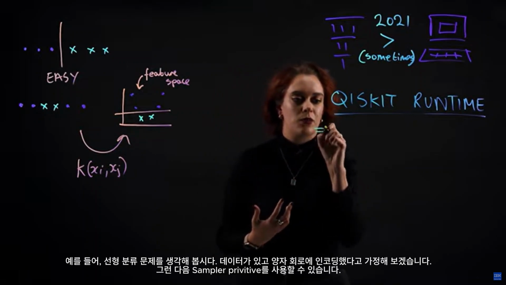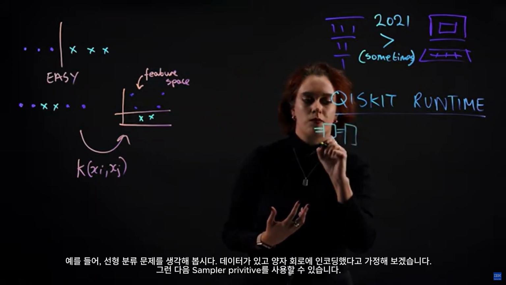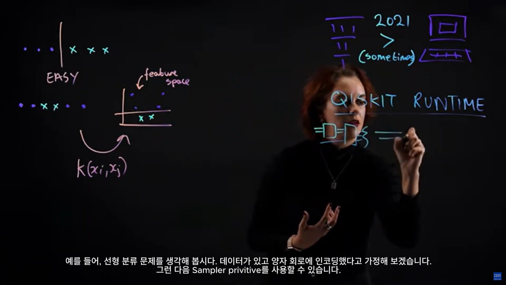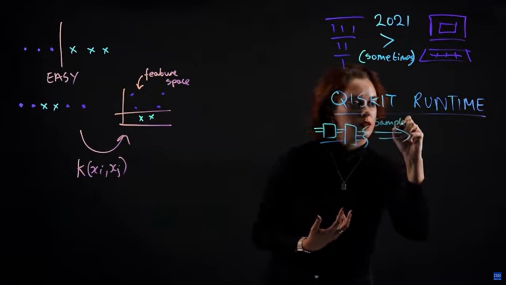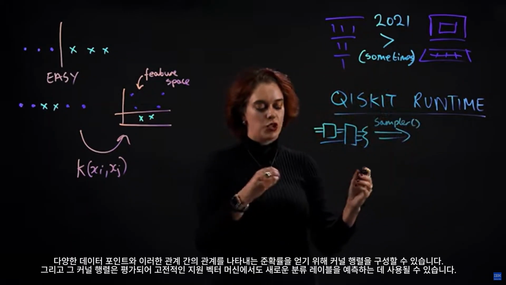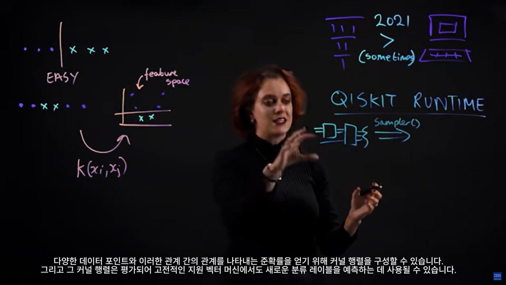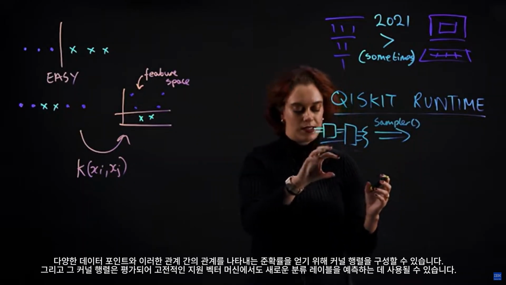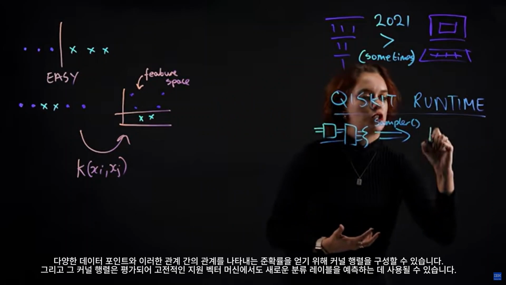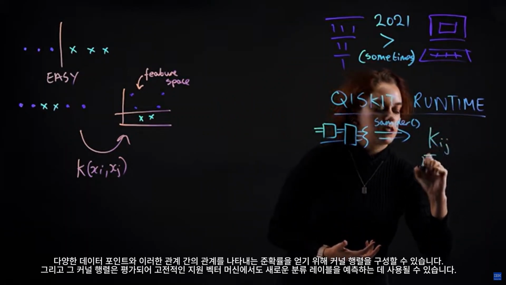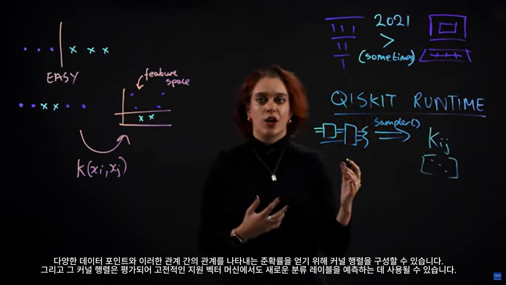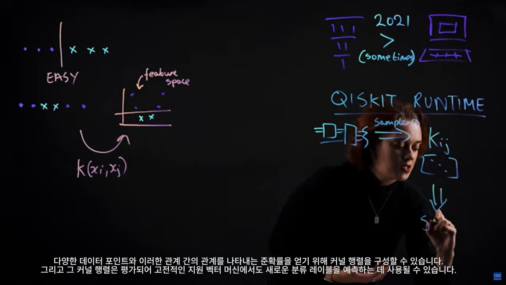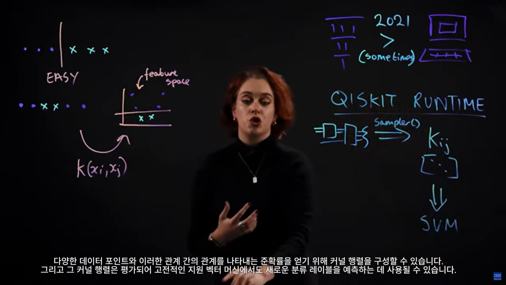Let's take, for example, our linear classification problem. Let's say we have our data and we've encoded it into a quantum circuit. We can then use the sampler primitive to obtain quasi-probabilities indicating the relationships between the different data points. And these relationships can constitute our kernel matrix. And that kernel matrix can then be evaluated and used in even a classical support vector machine to predict new classification labels.